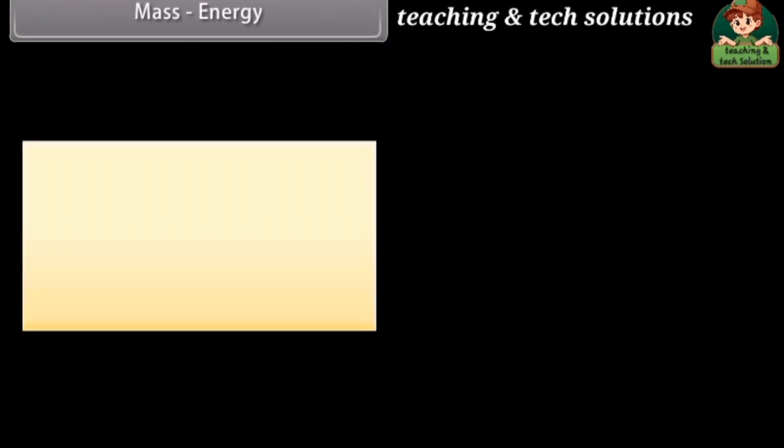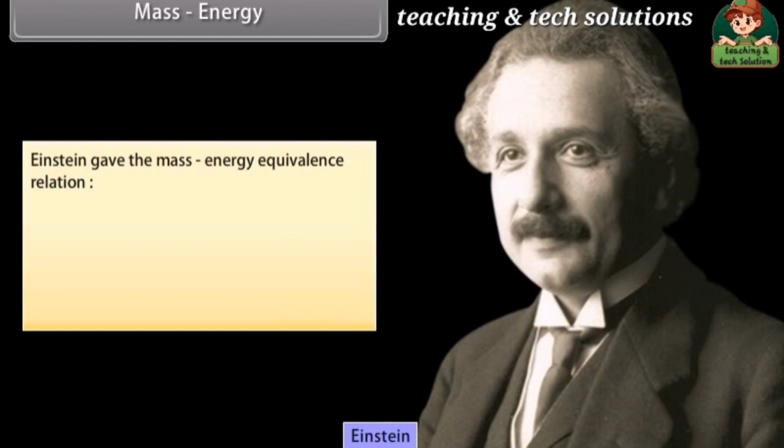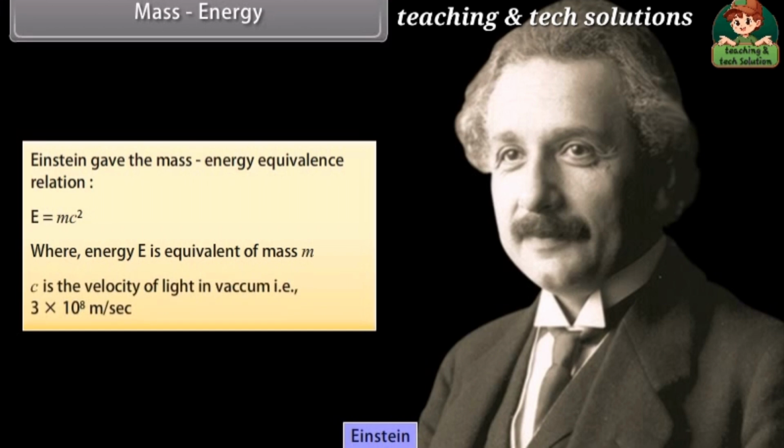Mass energy. Einstein gave the mass-energy equivalence relation. E is equal to mc square, where energy E is equivalent of mass m. C is the velocity of light in vacuum, that is 3 into 10 raised to the power 8 meter per second.